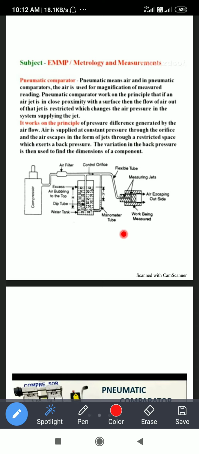Magnification means, as I have told in the previous class, extending a small movement to get the scale reading. A small air jet is used. The pneumatic comparator works on the principle that if an air jet is in close proximity with a surface, then the flow of air out of that jet is restricted, which changes the air pressure in the system supplying the jet.